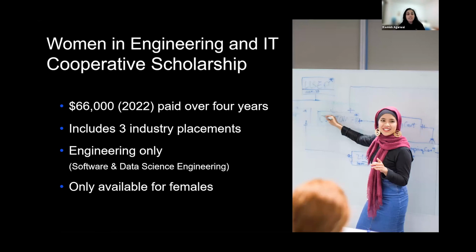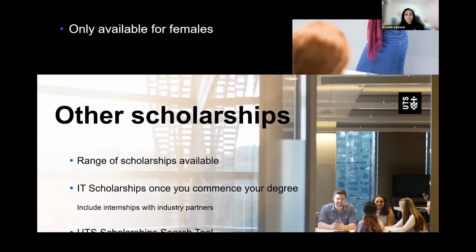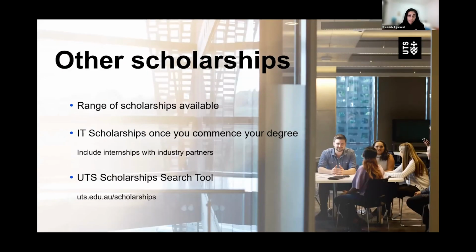The Women in Engineering and IT Corporate Scholarship is a $66,000 scholarship paid over 4 years. It includes 3 industry placements, and it's only for software, data science, and engineering, and it's only available for females. We also offer a lot of other scholarships, so you can check them out on the UTS scholarship website. We do have IT scholarships, which include internships with industry partners that you can apply to as soon as you start your degree. Again, you can do that by using the UTS scholarships search tool.